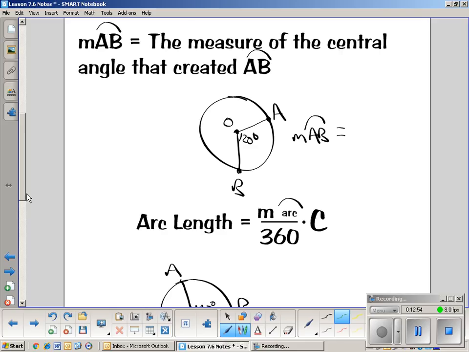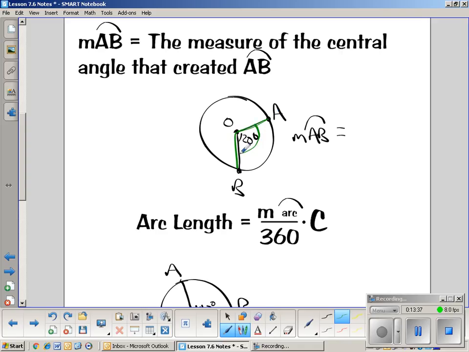Measure an arc. The symbol M in front of the arc AB means the measure of the arc. So the measure of the central angle that created the arc AB. So the measure of an arc is the same as the measure of the central angle that created that arc. Then we have a formula for arc length here. I'll let you copy that down, then we'll talk about them. Again, the measure of an arc is always equal to the measure of the central angle that created that arc. So this angle, AOB, has a measure of 120 degrees.